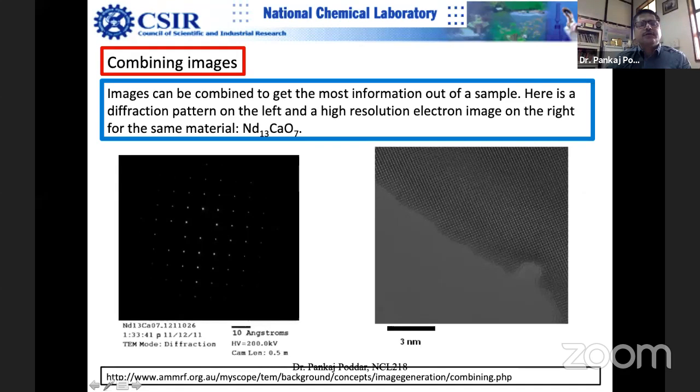So this is okay. You can assign one of the bright spots as 000, and then neighboring you can start calculating. So you can start indexing which one of these points is what by calculating the distance here. Right? You can calculate the d values and take some help from your X-ray diffraction. And if you do the Fourier transform of this, you can get the HRTEM. So many times what students do, they capture, this is a high resolution transmission electron microscopy image.